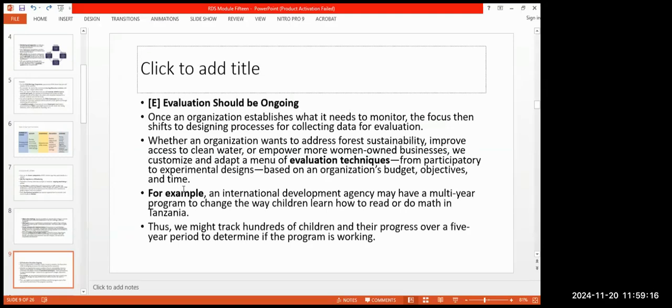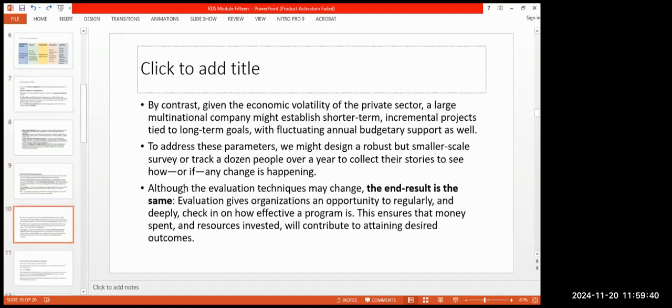For example, an international development agency may have a multi-year program to change the way children learn how to read or do math in Tanzania. And this, therefore, might require that we track hundreds of children and their progress over a 5-year period to determine if the program is, for example, working. So, although evaluation techniques may change, what matters at the end of the day is the results. They will always be the same, because evaluation normally gives organizations the opportunity to regularly check how effective the program is.